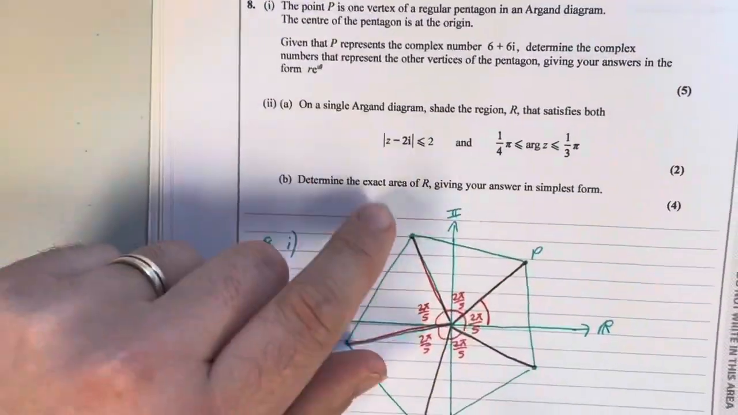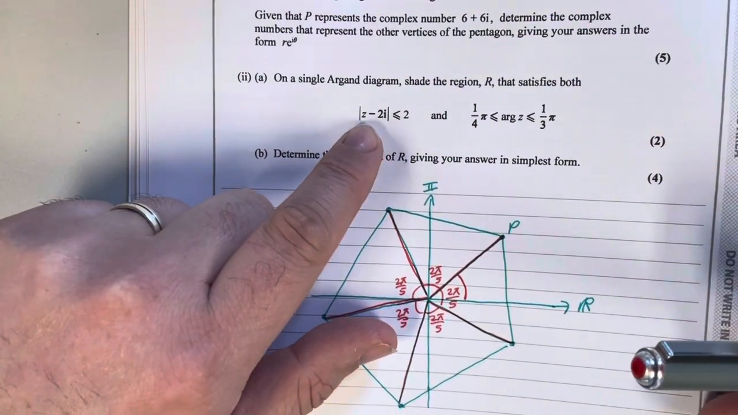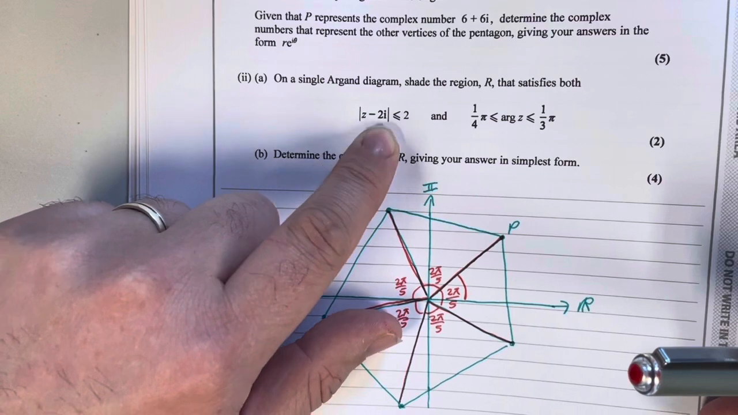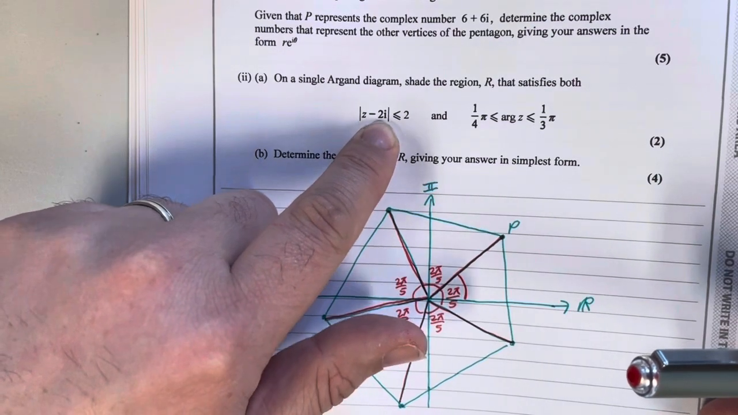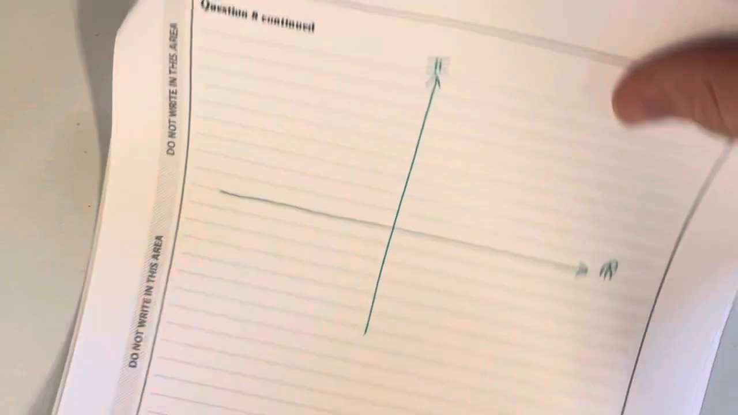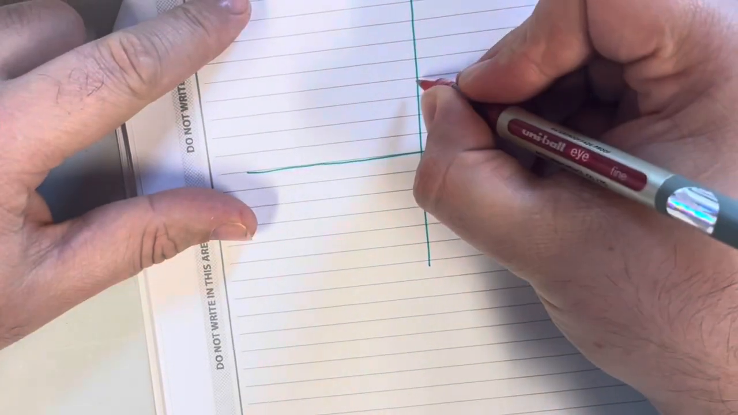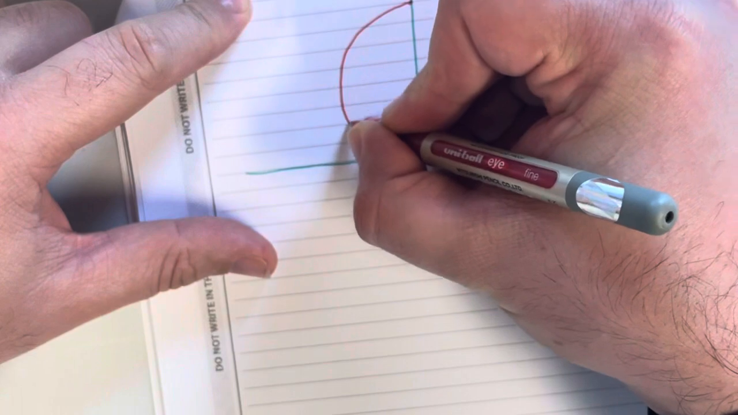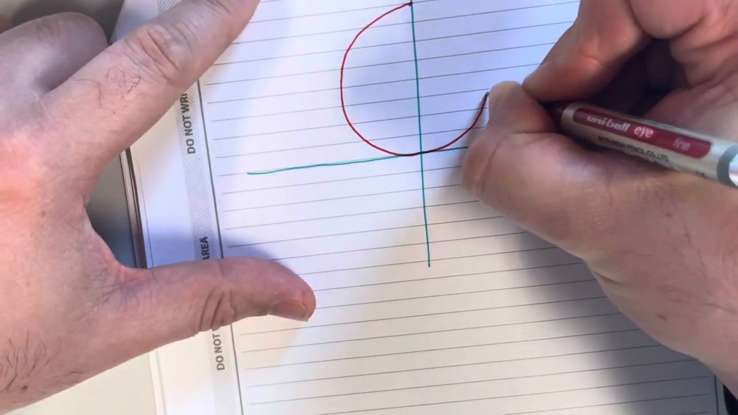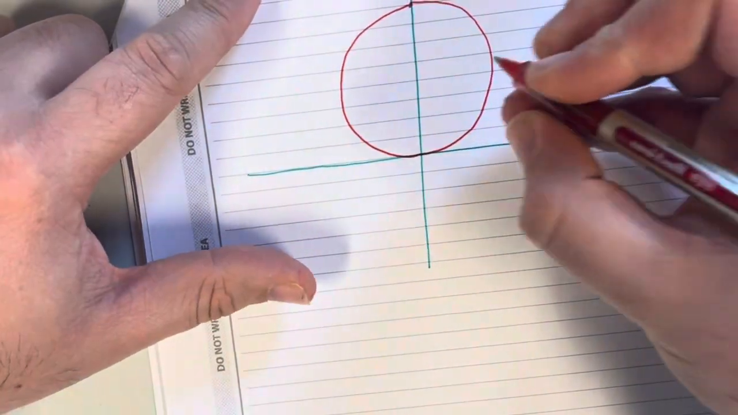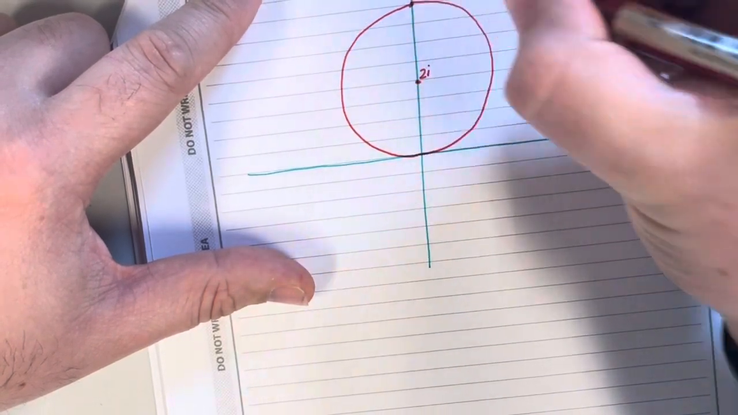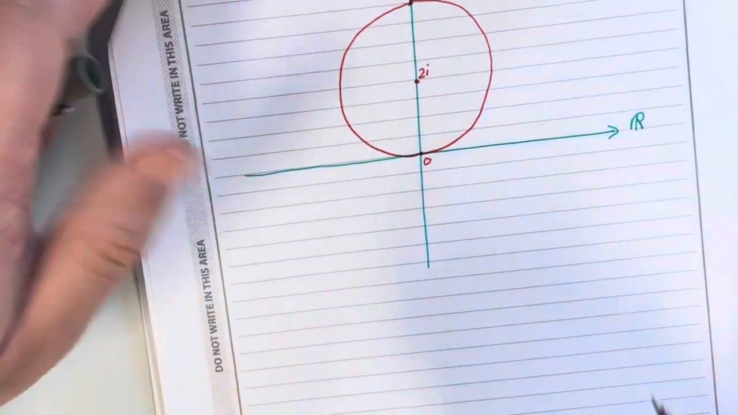The first one, I'm told the modulus of z minus 2i is less than or equal to 2. So this is a circle, because it's just got a modulus there, centred on 2i with a radius of 2. Doesn't need to be amazing. Okay, so it's everything inside that circle. That's got a centre of 2i, goes up to 4i, and then comes down to the number 0 on my Argand diagram.